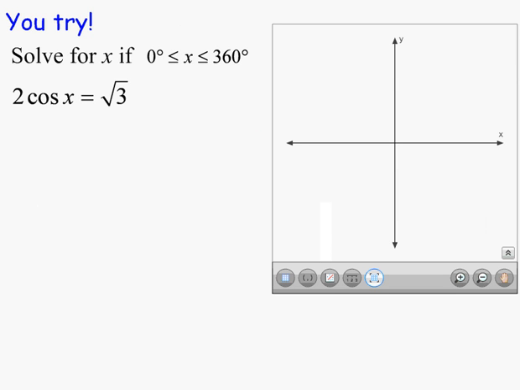Okay, now it's your turn to try it. Here's an equation, and I want you to solve for x, if x is greater than or equal to 0 and less than or equal to 360.